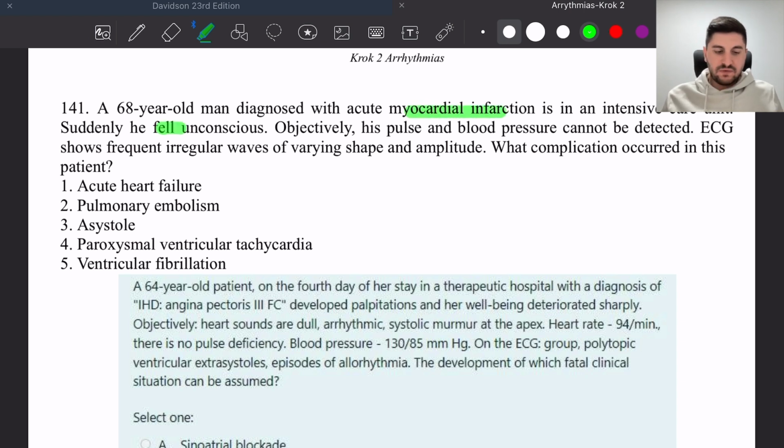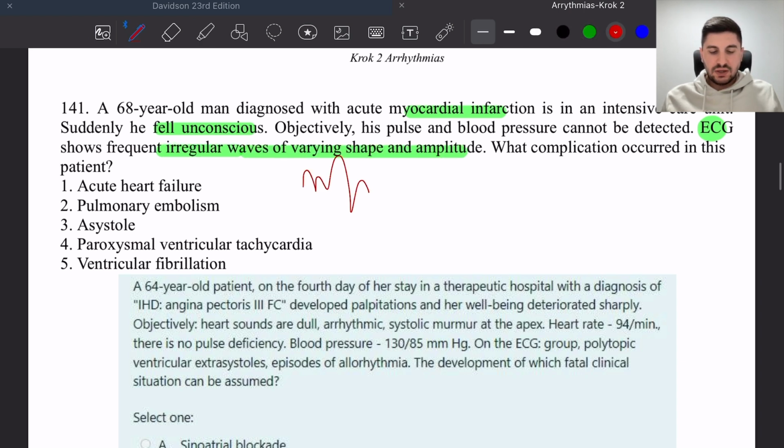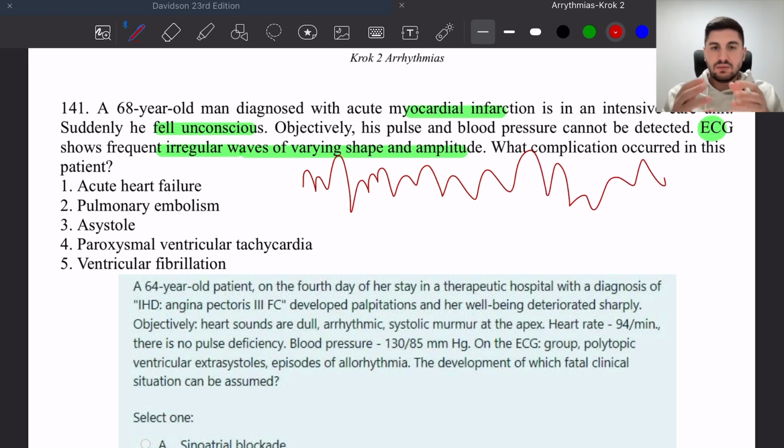This person with myocardial infarction fell unconscious, and the ECG shows irregular waves of varying shape and amplitude, so like this. In varying shape, each one is another shape, each one has another amplitude, so this is ventricular fibrillation.